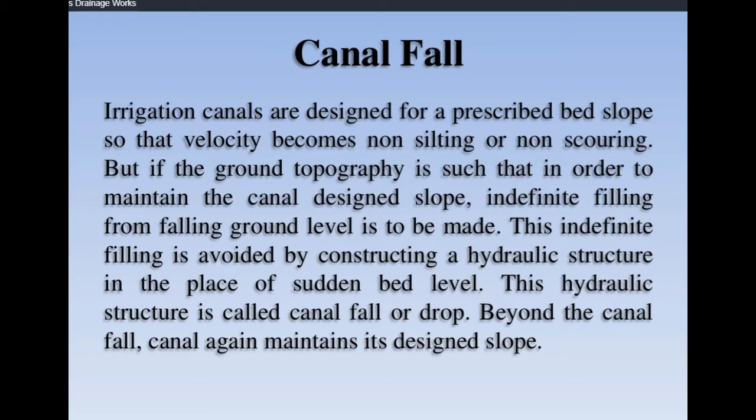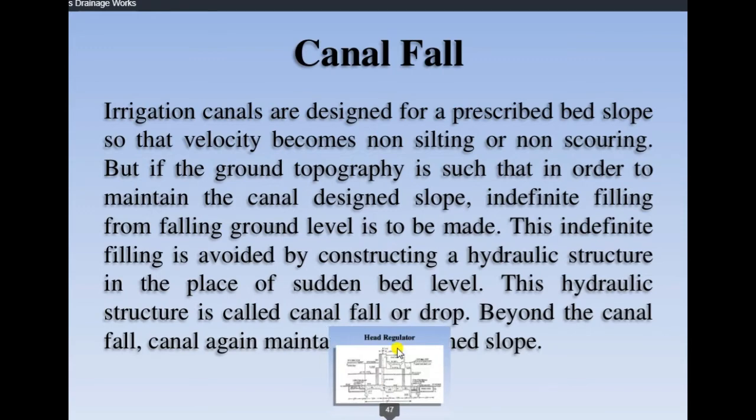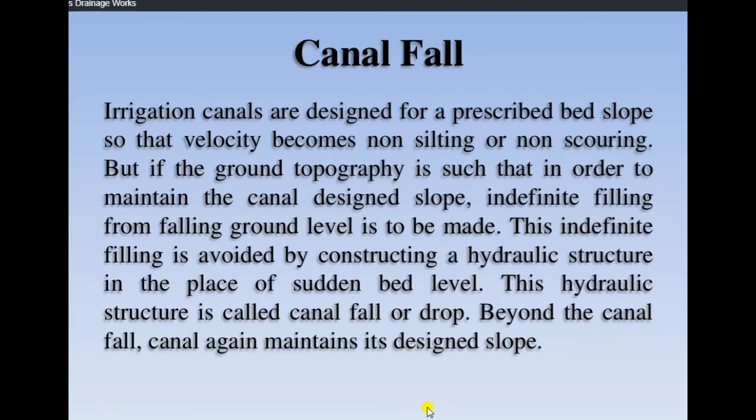Now, irrigation canals are designed with a prescribed bed slope so that the velocity becomes non-silting and non-scouring. But if the ground topography is such that, in order to maintain the canal design slope, indefinite filling above the ground level is to be made, this indefinite filling is avoided by constructing a hydraulic structure at the place of sudden bed level change. This hydraulic structure is called a canal fall or a drop. Beyond the canal fall, the canal again maintains its design slope.